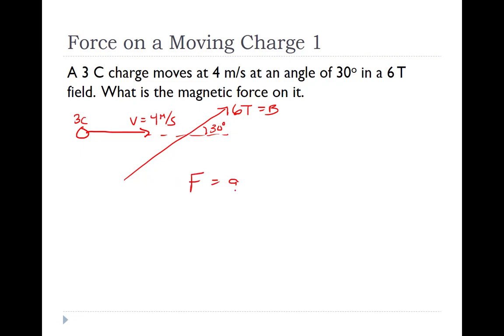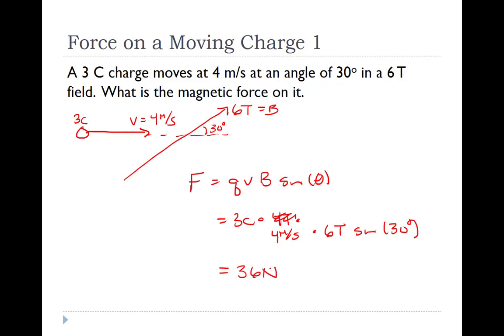So F equals QVB sine theta, which is 3 coulombs times 4 meters per second times 6 Tesla times the sine of 30 degrees. Sine of 30, you might recall, is 1/2. So 3 times 4 times 6 divided by 2 is going to be a force of 36 newtons.